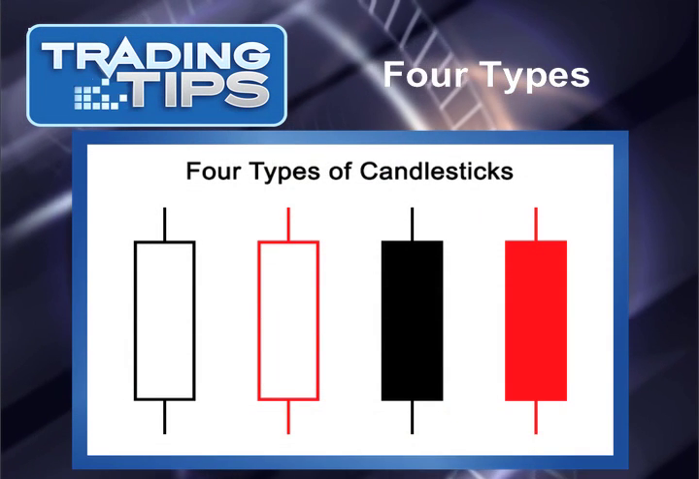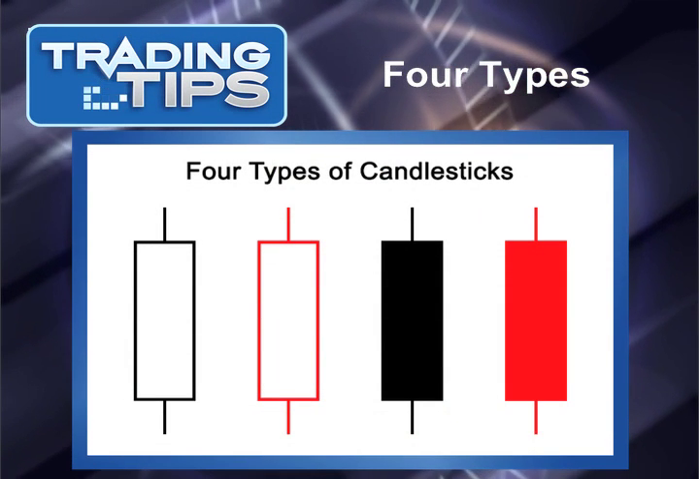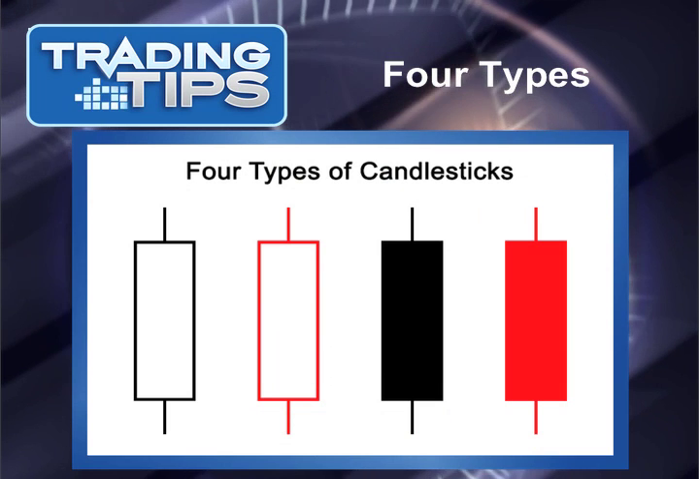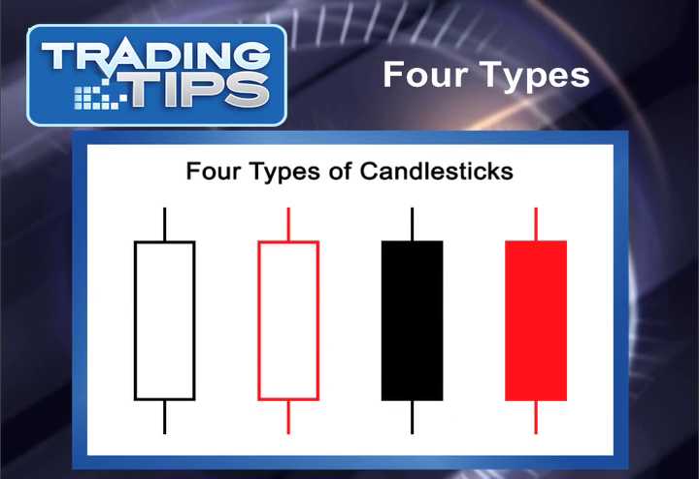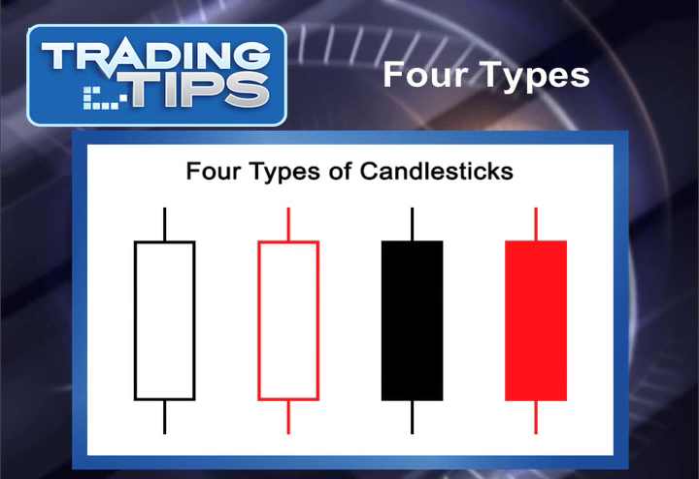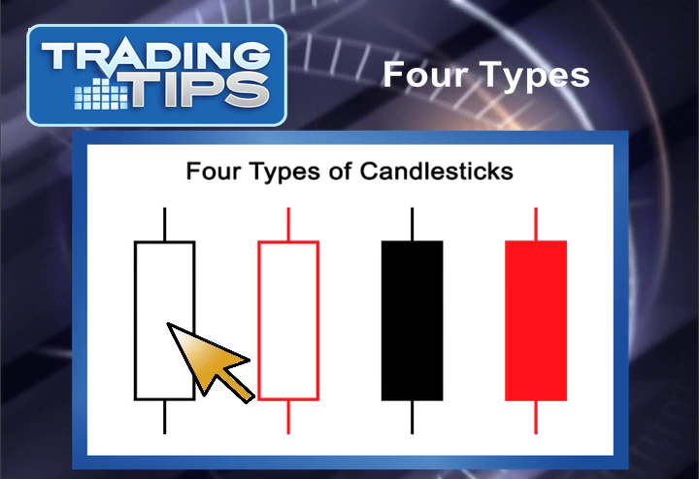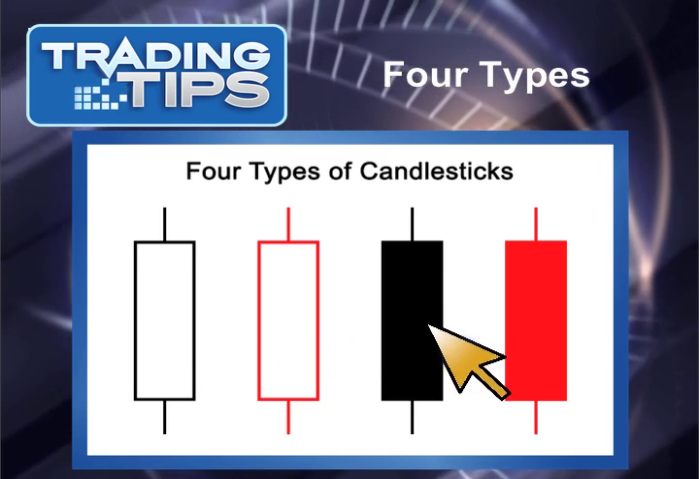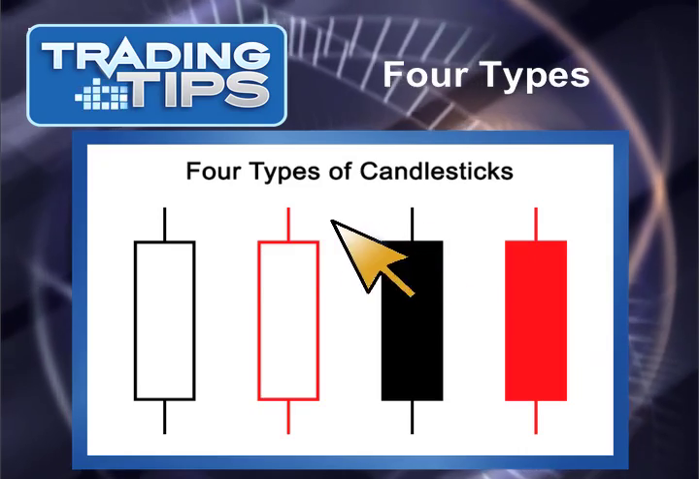Here are the 4 different types of candlesticks. First, we have an open black candlestick, then an open red candlestick. Third, we have a filled black candlestick and a filled red candlestick. All 4 candles have bodies and wicks. Here are the bodies, and here are the wicks.